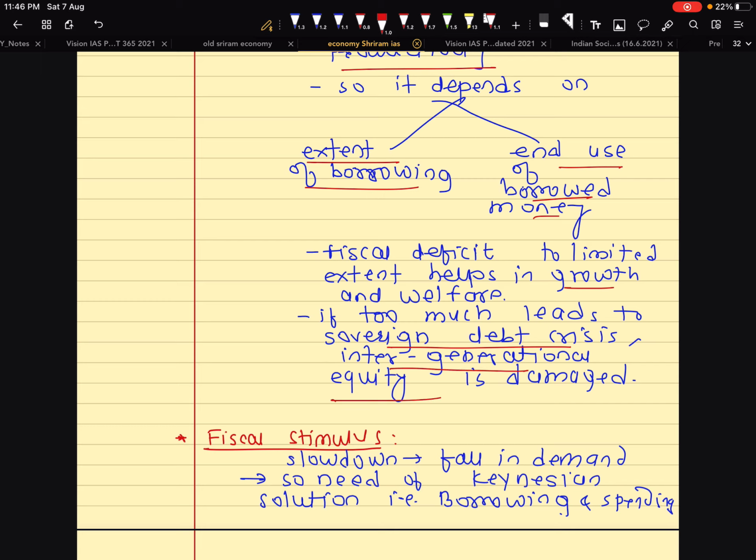What is meant by intergenerational damage? Intergenerational equity is damaged when this generation has taken so much debt or so much loan, but the next generation has to pay it, meaning they are just passing their debt to the next generation, so intergenerational equity gets damaged.